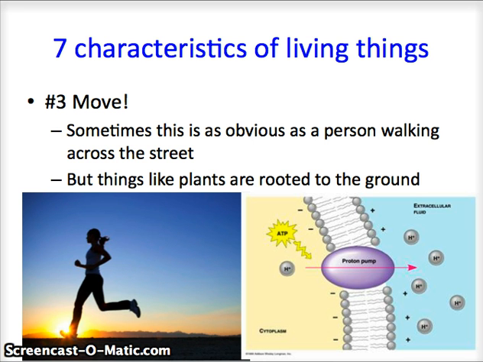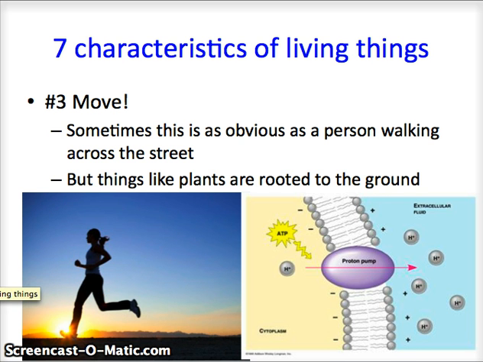But that doesn't mean that things aren't moving inside of plants, right? So inside of cells, there's constantly things getting transported, shuttled around inside your cells. On this picture on the right, don't worry about the details. It's just an example of a type of cellular movement. Here the purple circle in the middle is called a proton pump. It allows protons to get literally pumped around inside of plants, inside of animals as well. So that's just an example of how things can move and not be walking around. They can actually be moving inside of our cells.